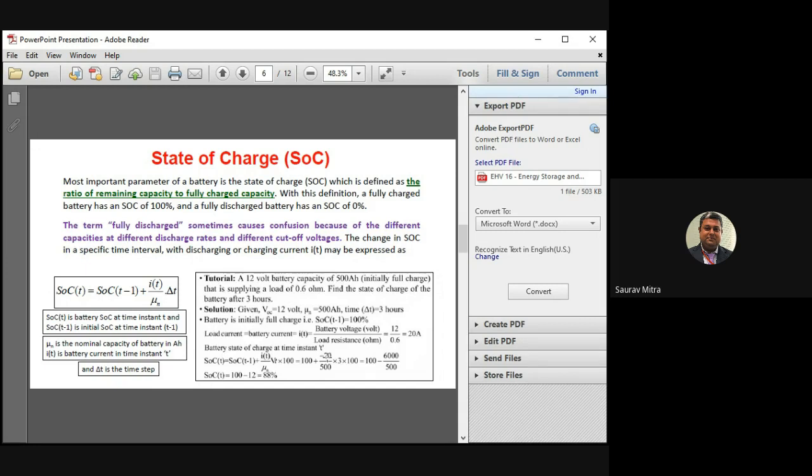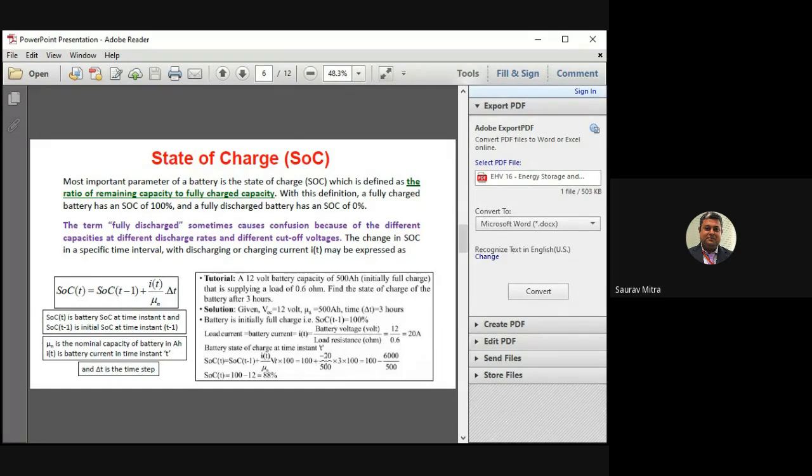So 10 minutes means 10 by 60. That means 0.16 hour. If I say only 10 minutes instead of 3, you have to substitute 0.16. So 60 means 100 as far as time is concerned. If I say 10 minutes, it is 0.16. So 3 hours means this is 3.